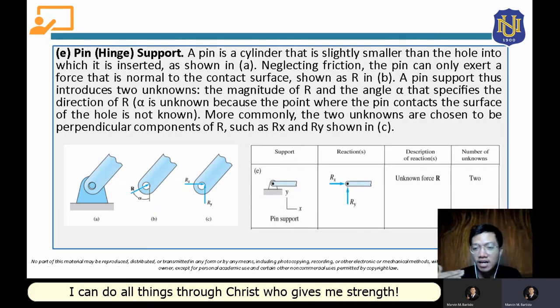So they are the reaction forces that are provided by pin support or hinge. Again, there will be two reaction forces here, one horizontal and one vertical. So again, there are two unknown reaction forces that are provided by pin supports or hinge supports. It's always horizontal and vertical reaction.